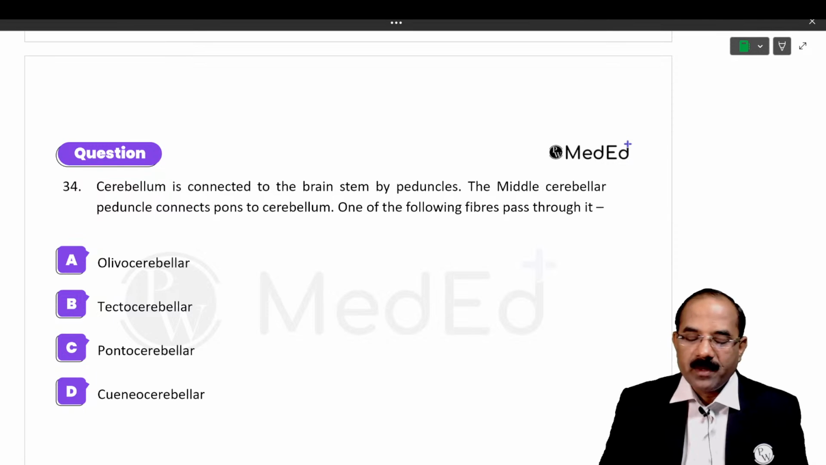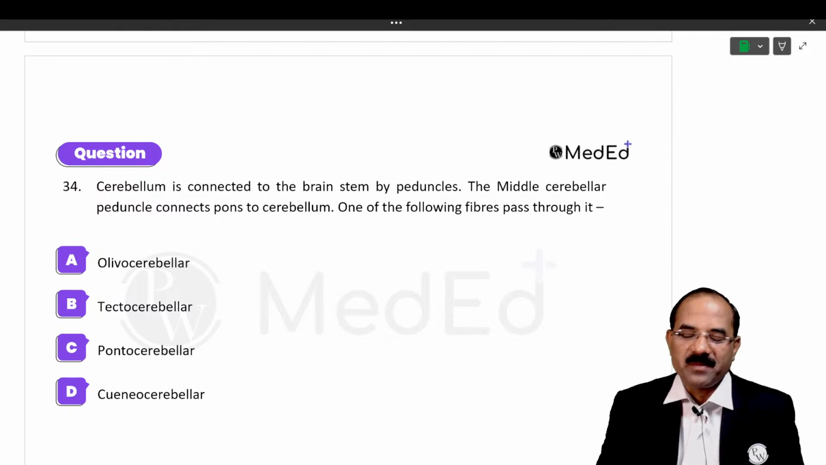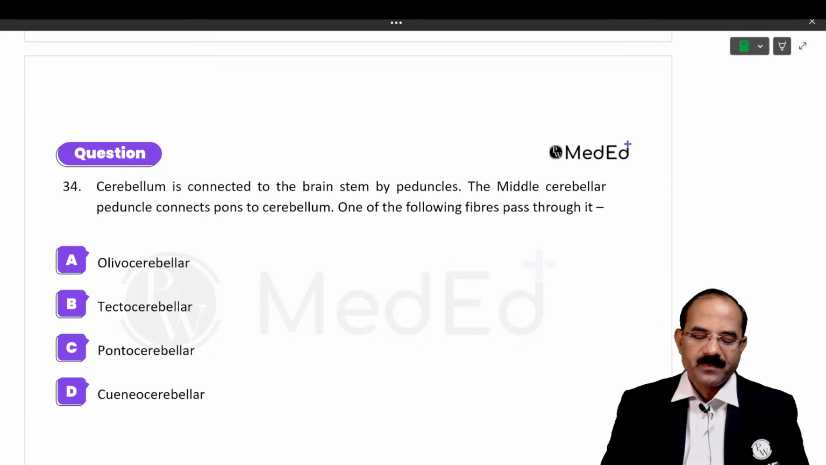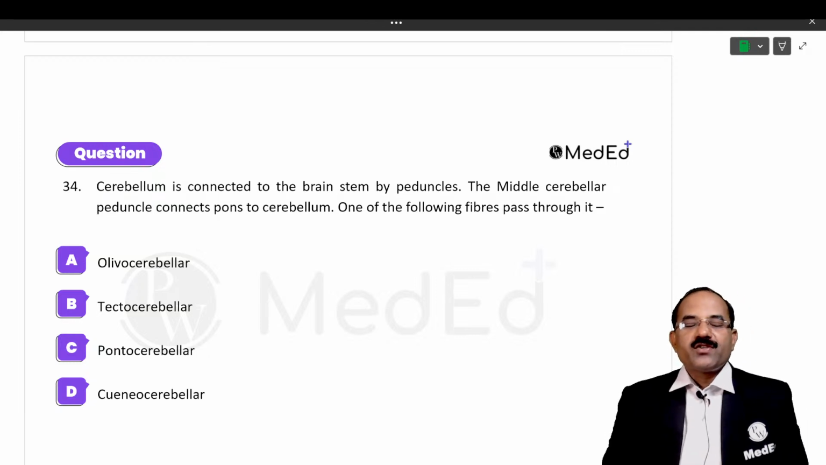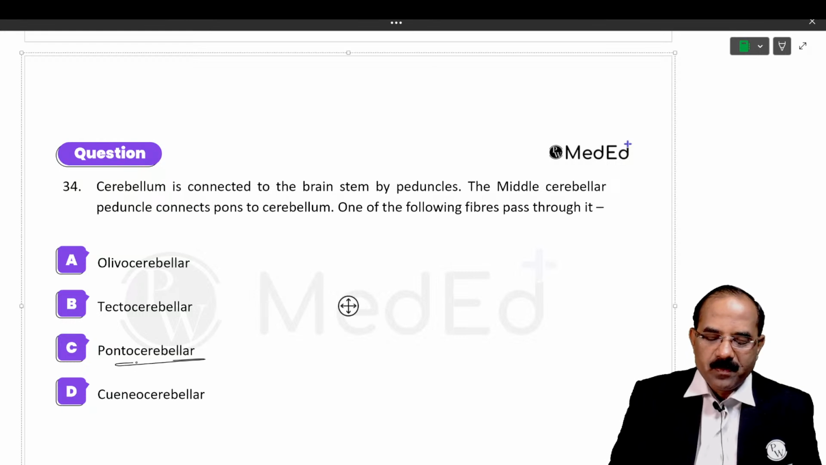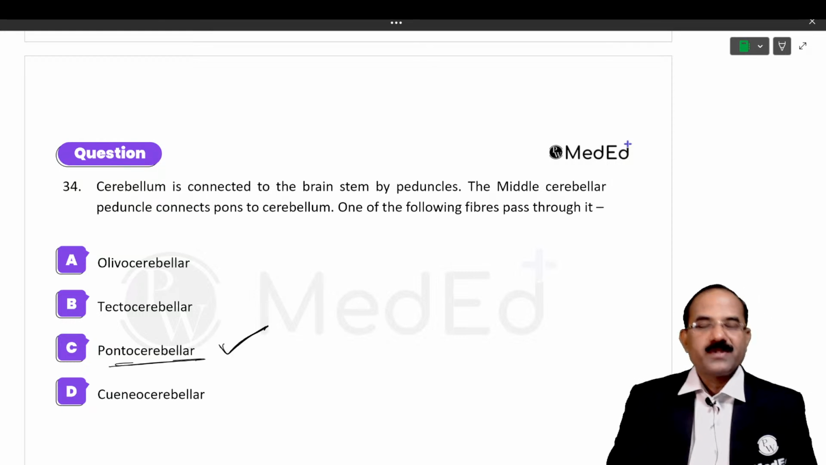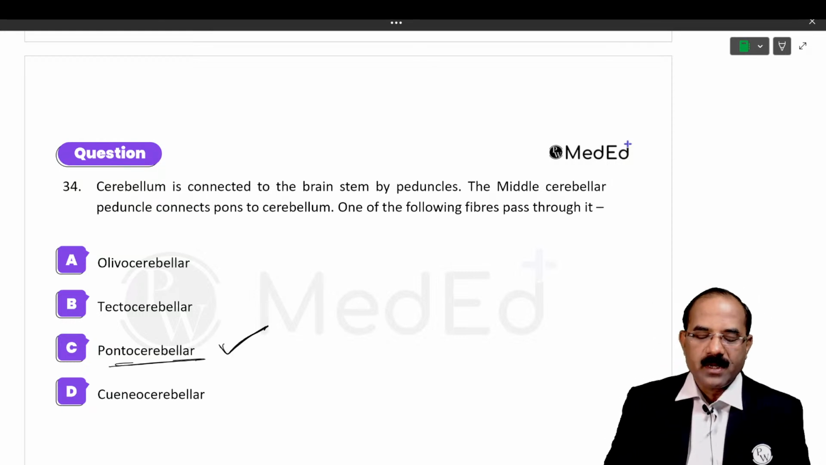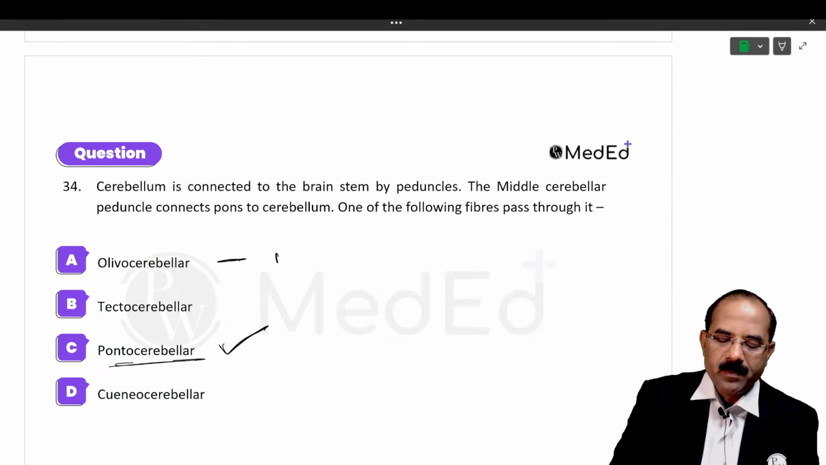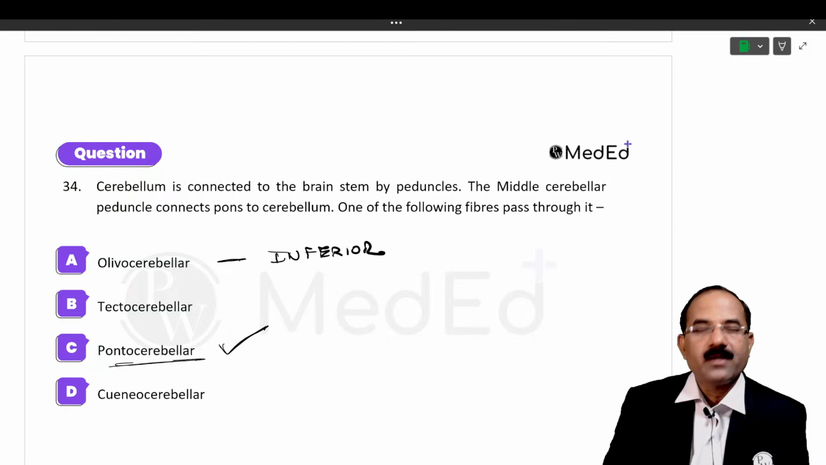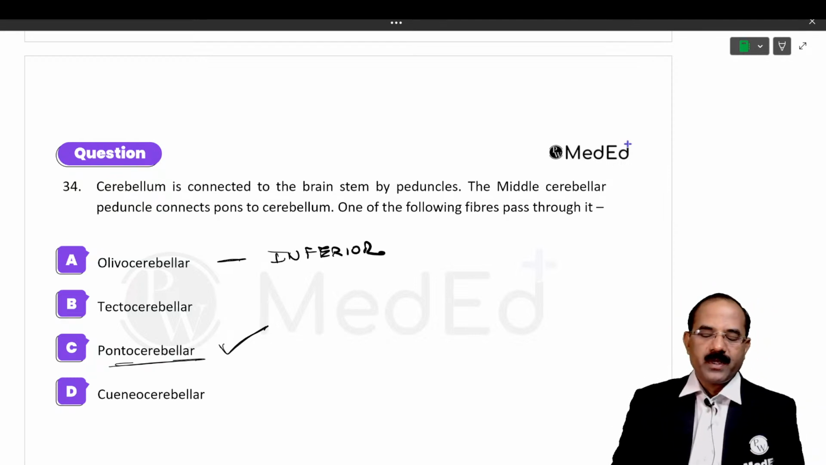The middle cerebellar peduncle connects the pons to the cerebellum. One of the following fibers pass through it. Any guesses? Which fibers pass through the middle cerebellar peduncle? Answer is pontocerebellar. Pontocerebellar fibers pass through the middle cerebellar peduncle. Olivocerebellar pass through inferior cerebellar peduncle. बच्चों ये याद रखना, ये बहुत important MCQ है.